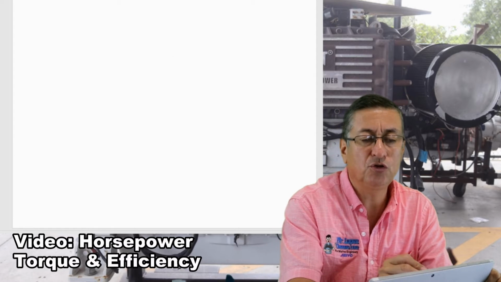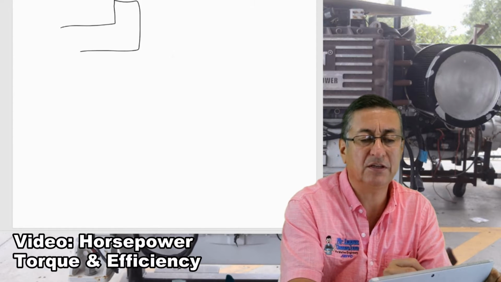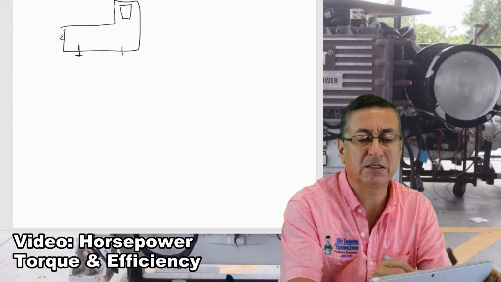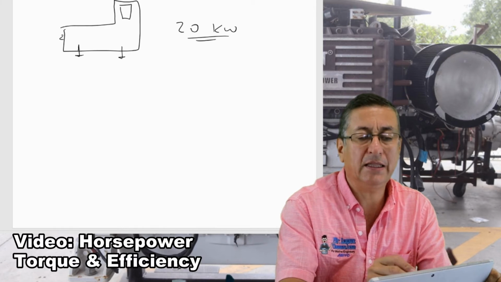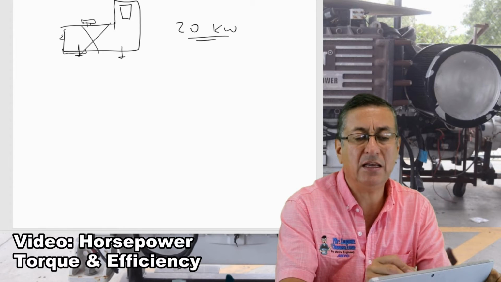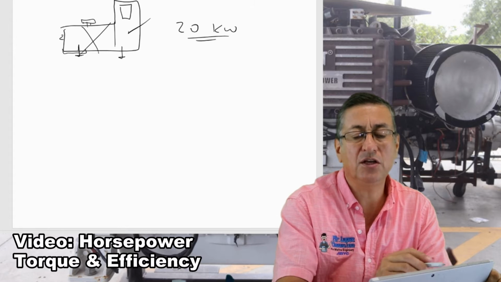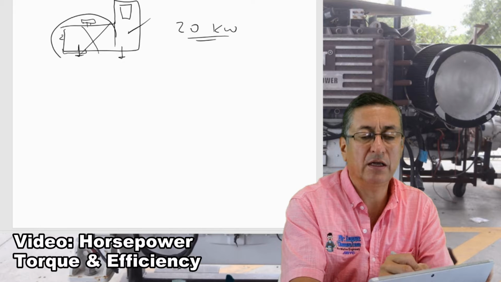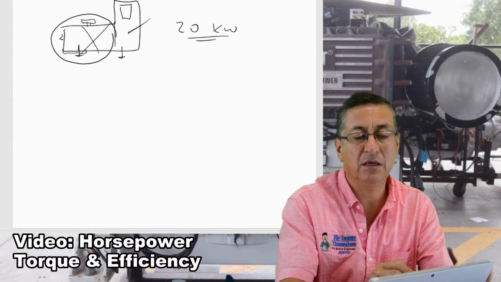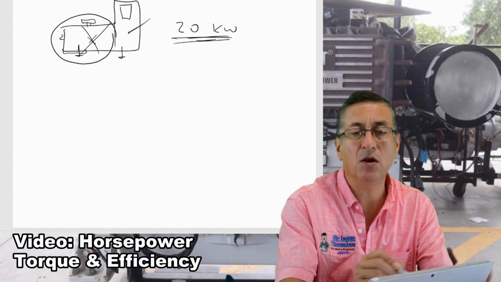It's pretty simple. Suppose that you have a generator. This is an example. You have a generator of 20 kilowatts. And the engine, this is the engine. The engine is broken. The back end is in perfect condition, but the engine is broken. And you need to know the minimum horsepower that you need in order to replace that engine with another one in order to supply 20 kilowatts.